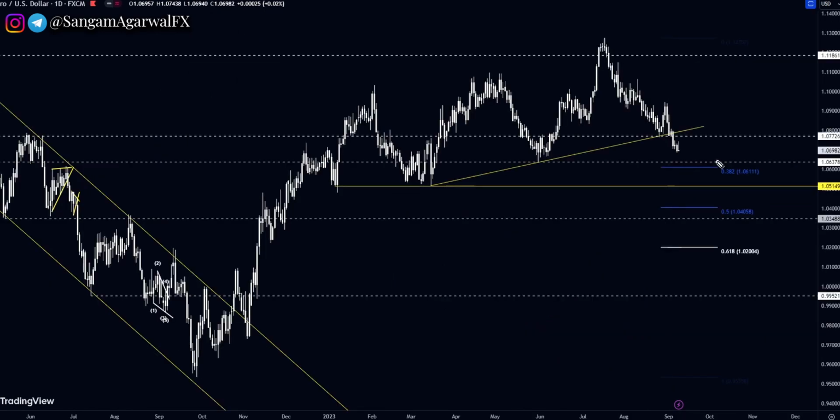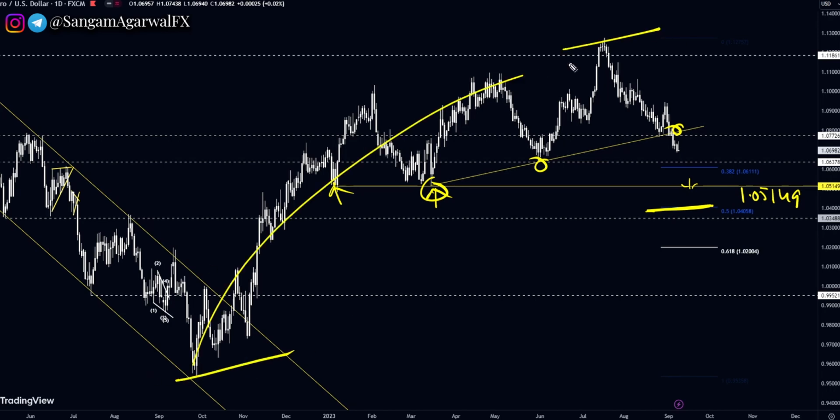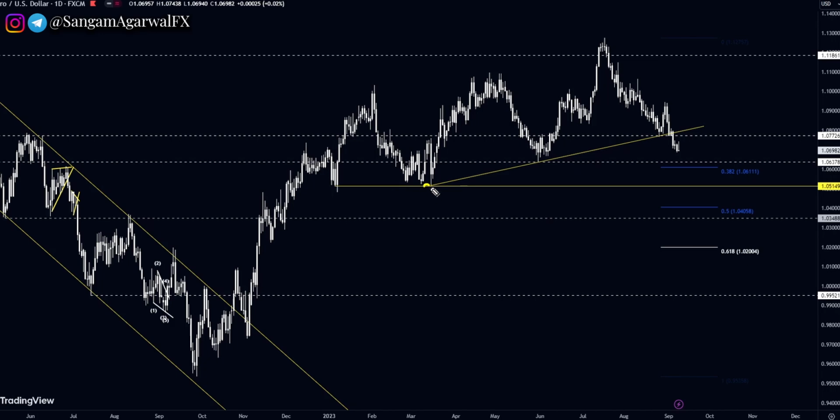Now EURUSD trend line is broken and price is coming down, and this horizontal yellow line is your big horizontal support 51.49, and below this support level you have the 50% retracement of this complete bullish trend. So you focus on this horizontal support and fib level this week.